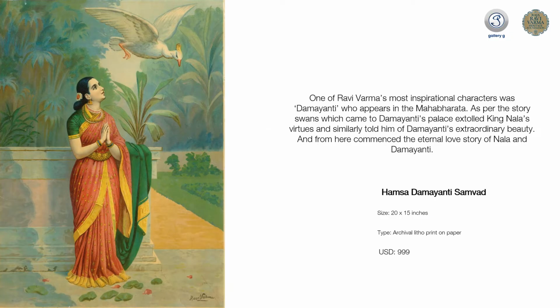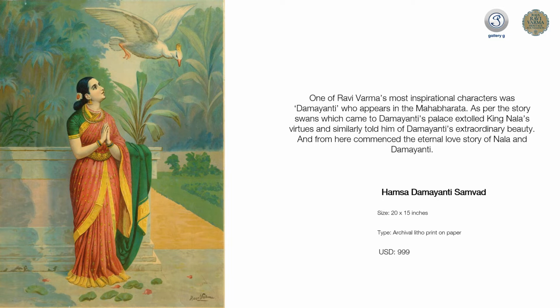Coming to the third lot we have here is Damti Samvad, or the conversation between the swan and Damayanti. Damayanti was an important character in Mahabharata and the Kavya Nal Damayanti, an epic love story. So Damayanti was this famous Nayika of Raja Ravi Varma who was a subject of many of his works, most famously being the painting called Hansa Damayanti, where we see Damayanti keenly listening to the swan.